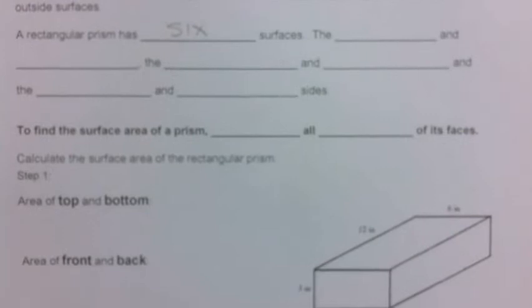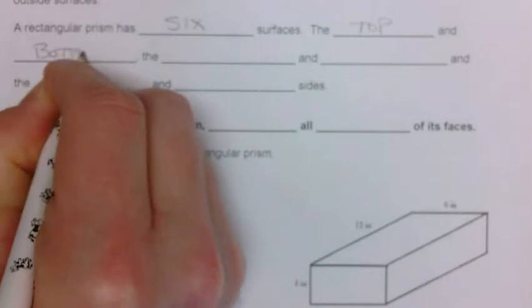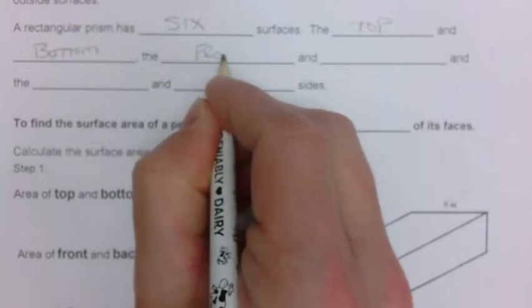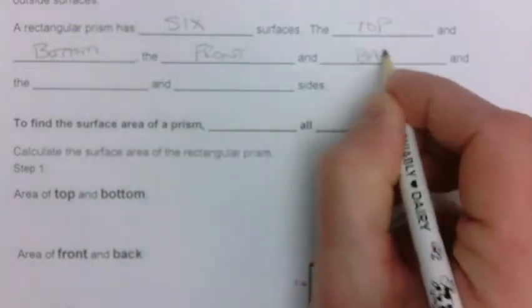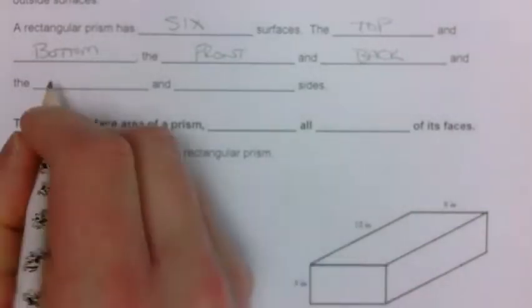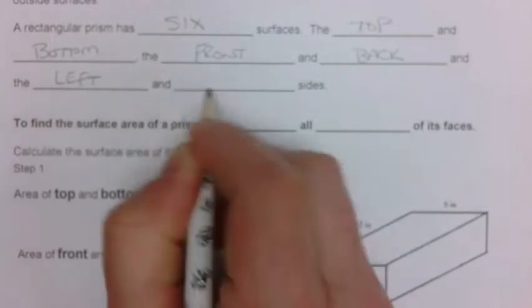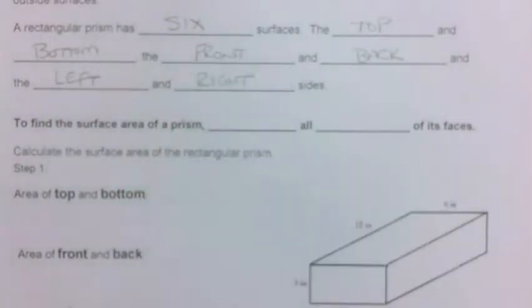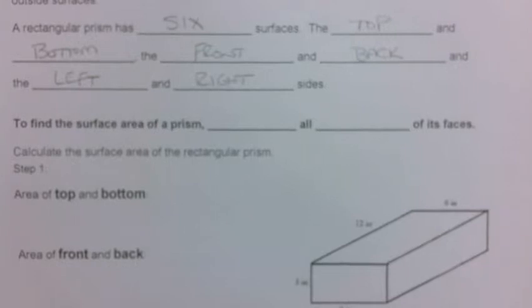If we look at this rectangular prism down here, it has a top and a bottom. The top and the bottom are congruent to each other, which means that they're the same shape and size. It also has a front and a back face, and the front and the back are congruent to each other. It also has a right and a left side, and the left and the right are congruent to each other.